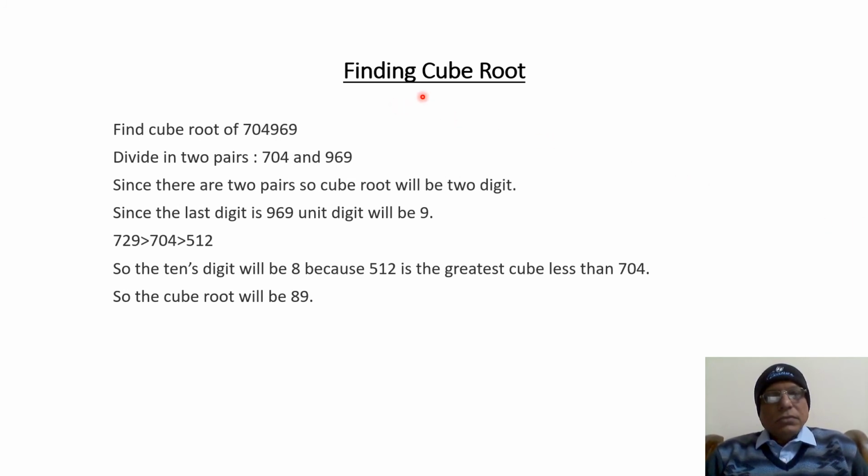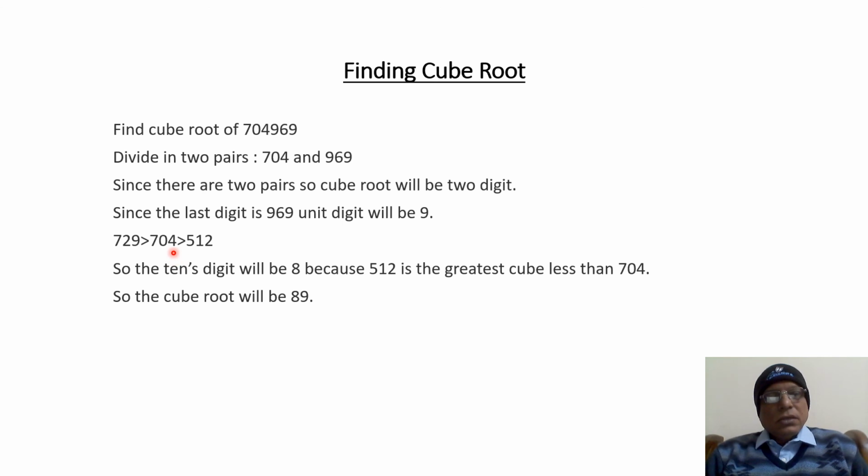Then we see one more example of finding a cube root. Find the cube root of 704969. This will have two groups, 704 and 969. Since there are two groups, the cube root will be of 2 digits. And since the last digit is 9, the unit digit will be 9. When the cube ends in 9, the unit digit of the cube root will also be 9. So we get the unit digit as 9.